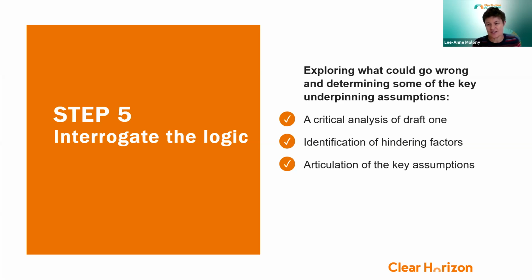So when we do this interrogation, we think about three things: a critical analysis, and we have a checklist for how you might critique your model. We identify what we call hindering factors, or things that could go wrong and not allow the project or program to be as successful as it might otherwise be, identifying them early and putting things in place so that we can manage for that. And then articulating the key assumptions. So what big assumptions are we making about our program?